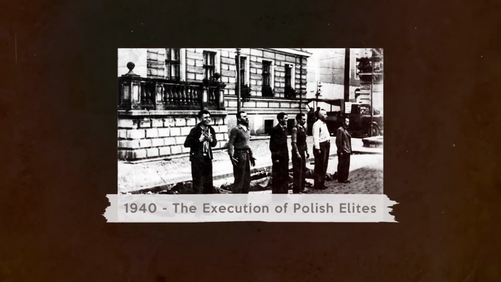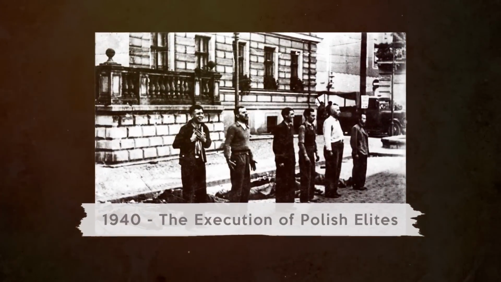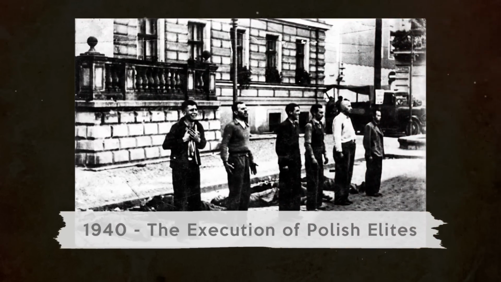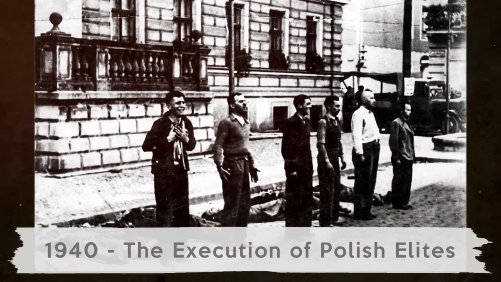1940, the execution of Polish elites. In 1940, Nazis executed 22,000 Polish intellectuals and leaders in the Katyn forest, part of their plan to destroy Polish resistance.